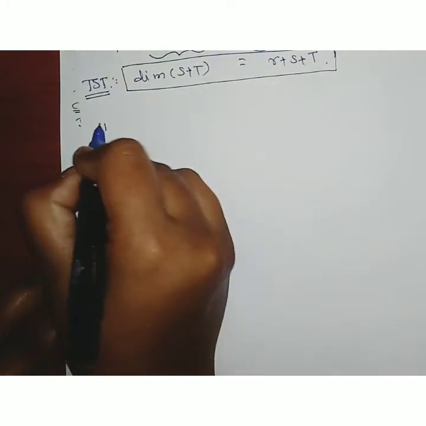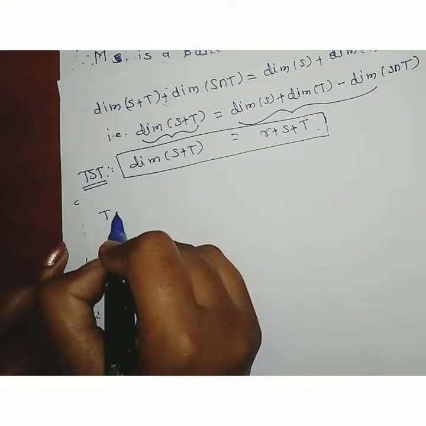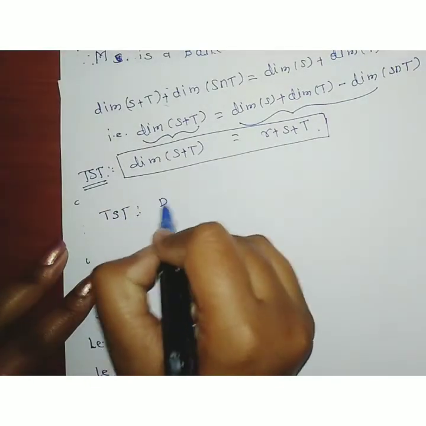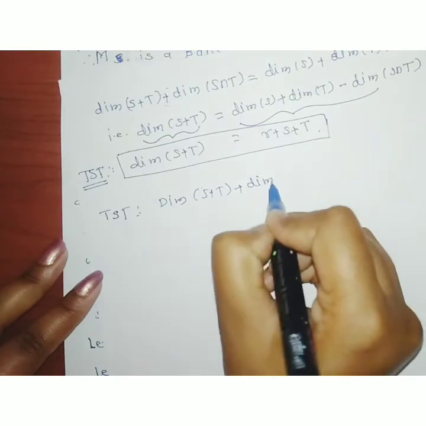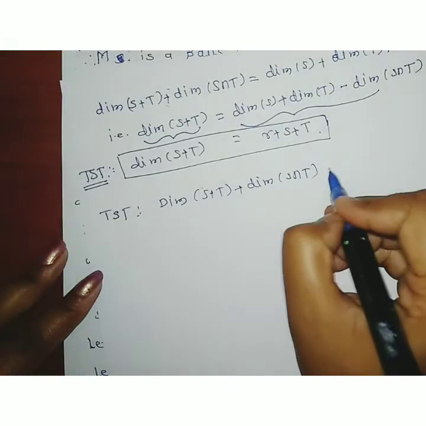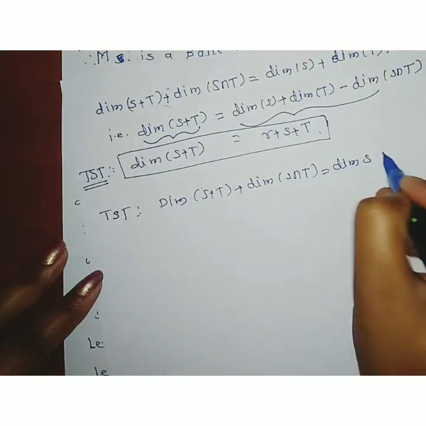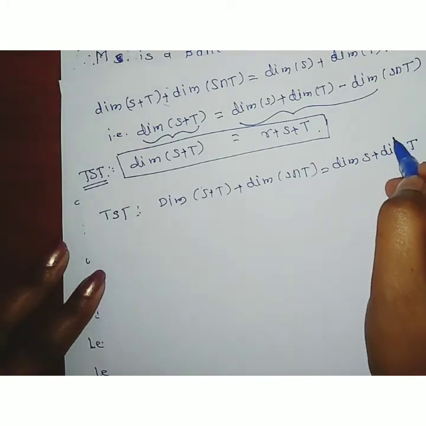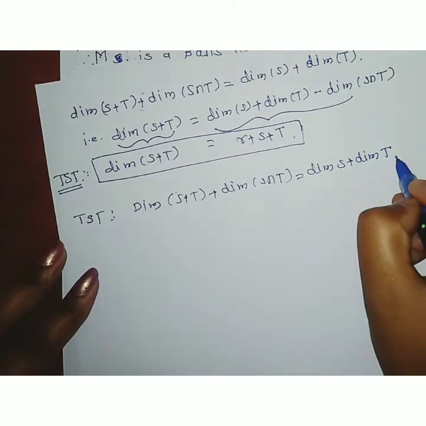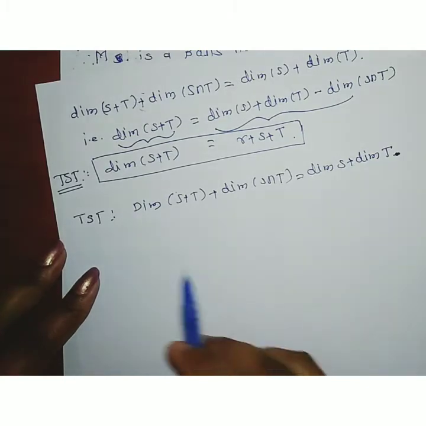We have to show that, look here, dimension of S plus T plus dimension of S intersection T is equal to dimension of S plus dimension of T minus... we have to show this.